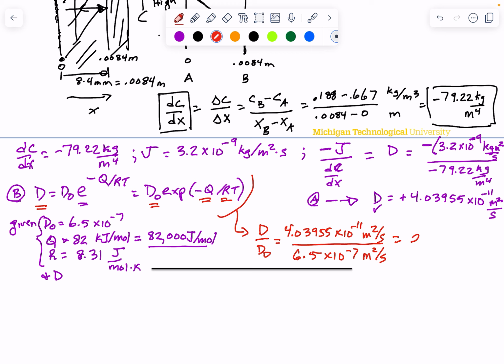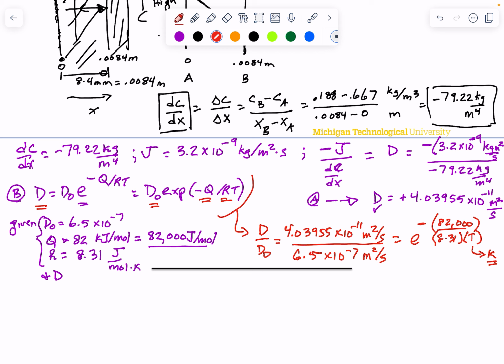e raised to the minus, so now we've got to put our Q in, 82,000 joules per mole divided by 8.31 joules per mole Kelvin, and here's where we have our T in Kelvin. Since we're in joules per mole, our answer will come out in Kelvin. So what we want to do now is be super, super careful in plugging these into our calculator.